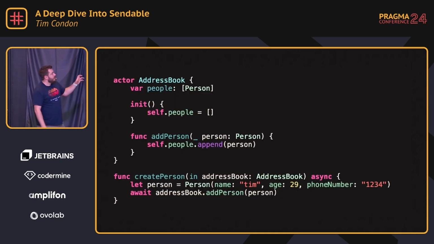And we can see in this example here that because we don't use person anywhere else, that person is isolated to the context of that function, it's passed into our address book, and therefore this is actually safe, and this will not produce a warning in Swift 6.